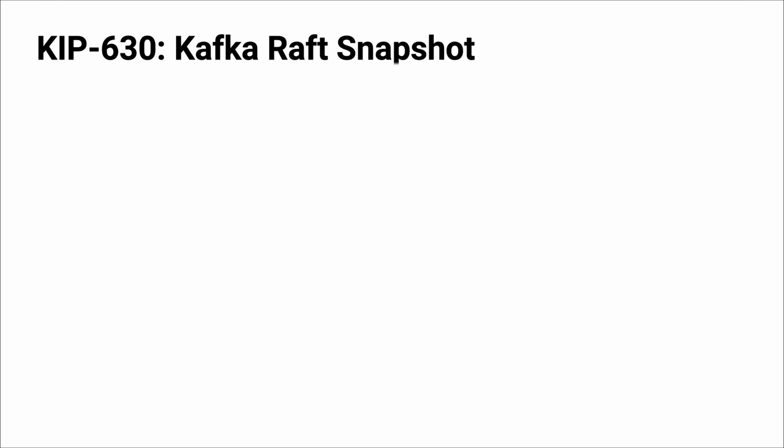KIP 630 is the KafkaRaft snapshot. This is a part of the work that goes under the umbrella of KIP 500. Of course, that's in preview mode as of 2.8, still in preview mode for 3.0. It's not yet considered to be production ready, but this is just an improvement in that whole work stream. Let me break it down for you a little bit.